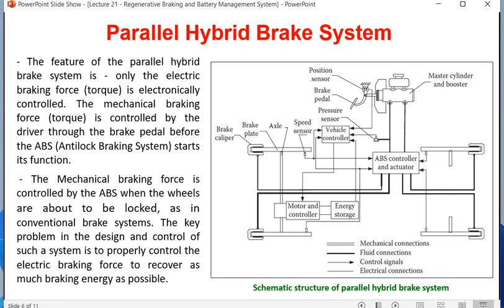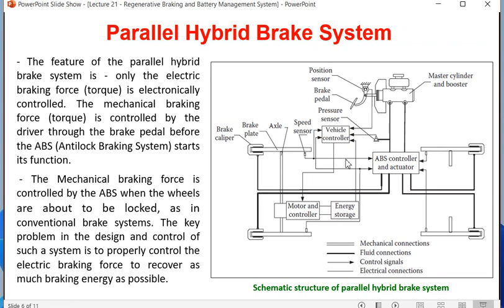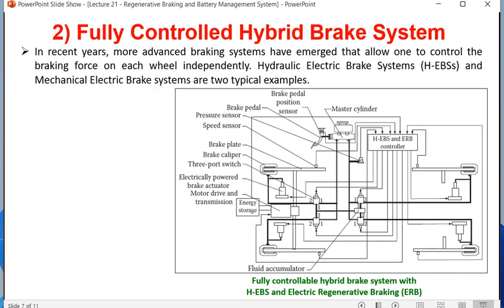Next is, it is called as a fully controlled hybrid brake system. So this will not be asked in the exam, but just for your knowledge sake you can prepare this. So in recent years, more advanced braking systems have emerged that allow one to control the braking force on each wheel independently. So previously each wheel was not having an independent controlling unit, but in the next type of system, which is called as a fully controlled hybrid brake system, you will be finding that there is a controller for every wheel separately.